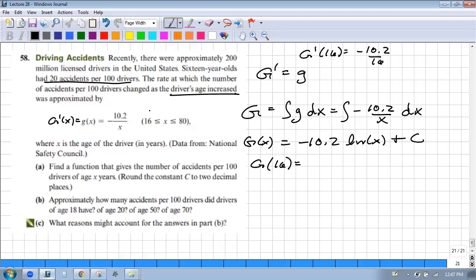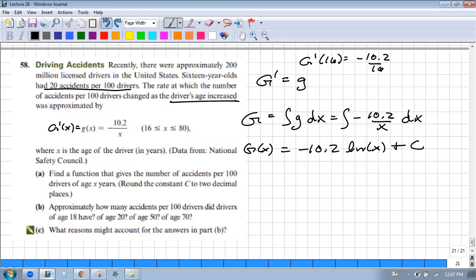The rate at which the number of accidents per 100. Well, they just say find a function. They don't say find the function. Okay, well, this is a function. So we might need more information. I think we should be able to squeeze some more information out of here to get the C though, by using this. That would be the rate of change from age 16 to age 17.